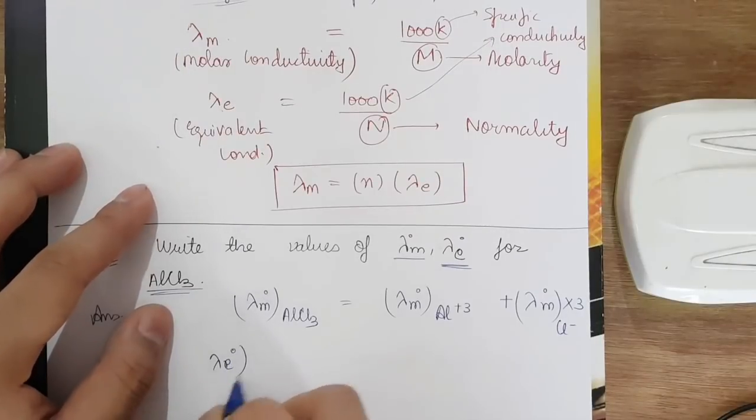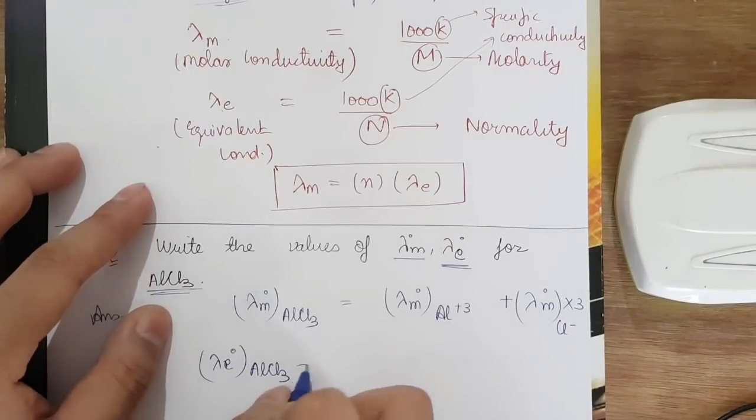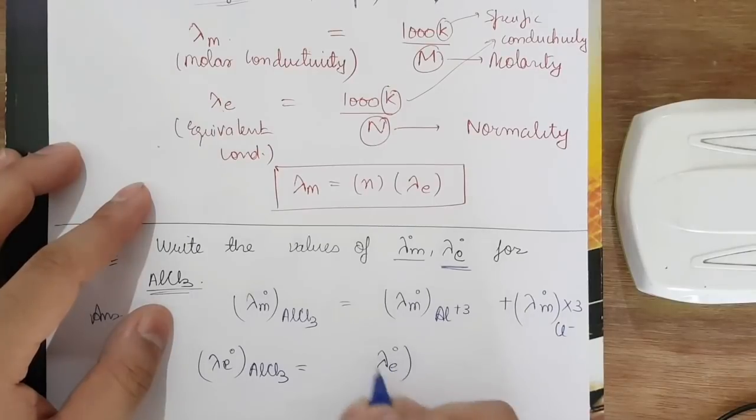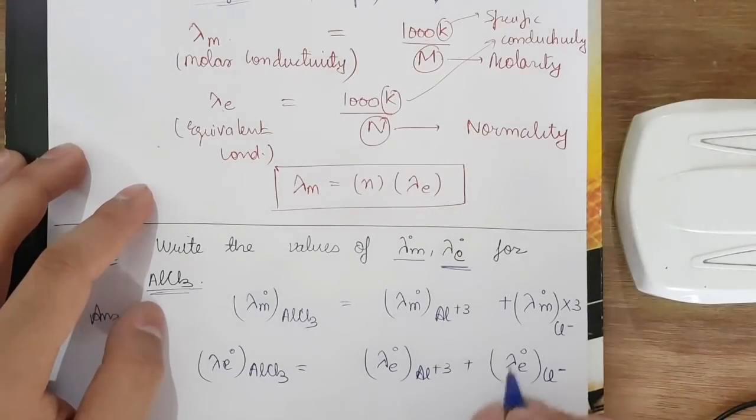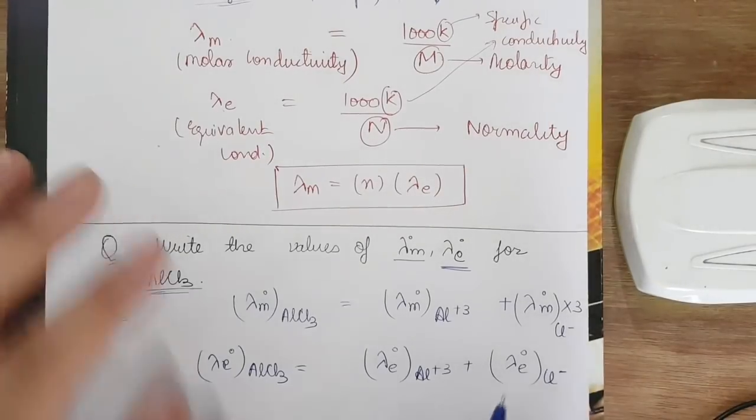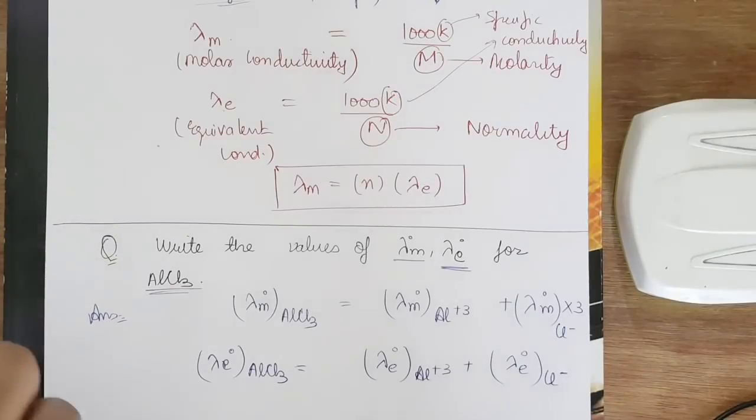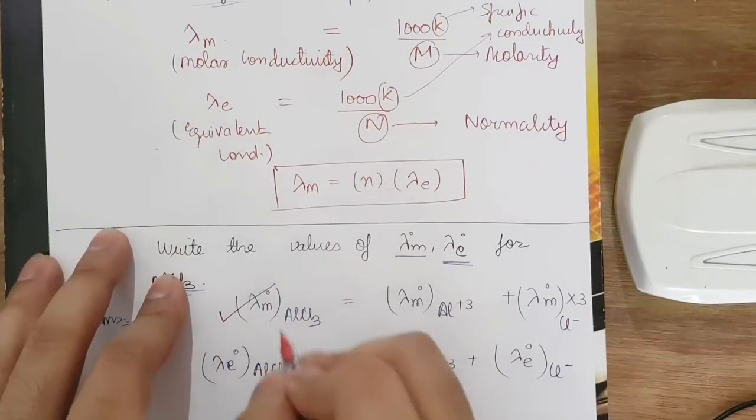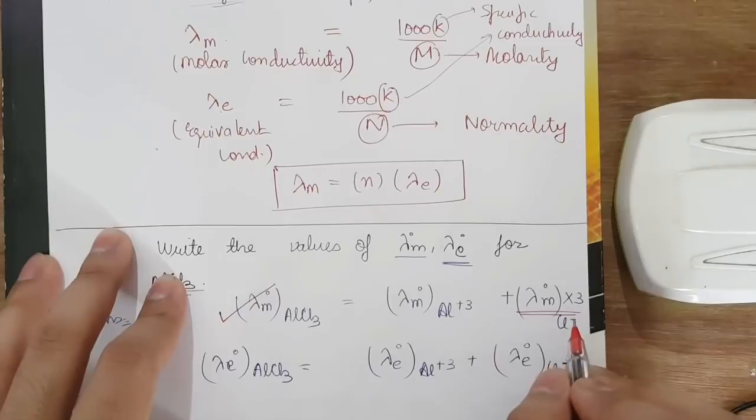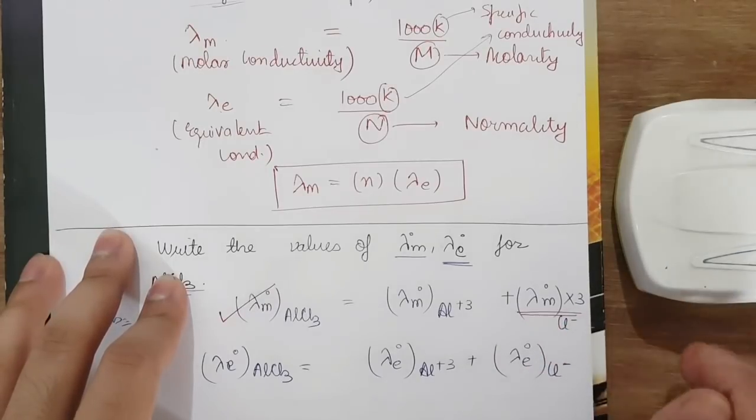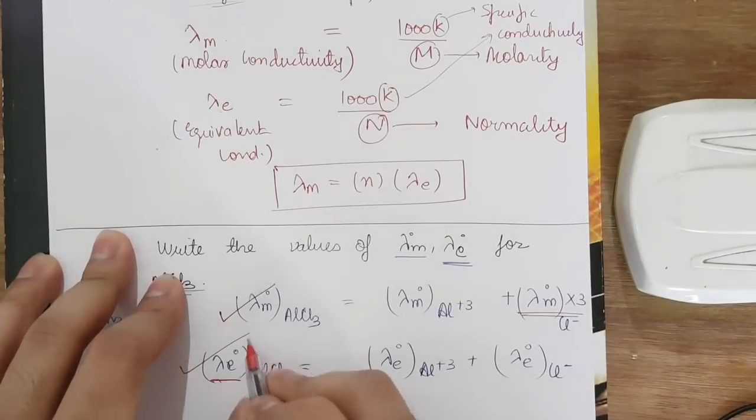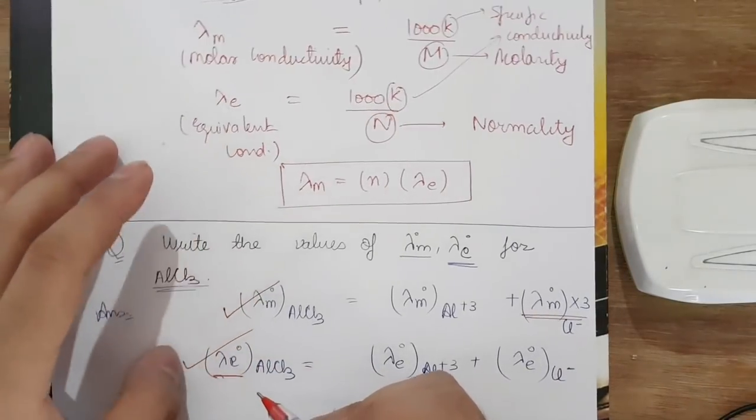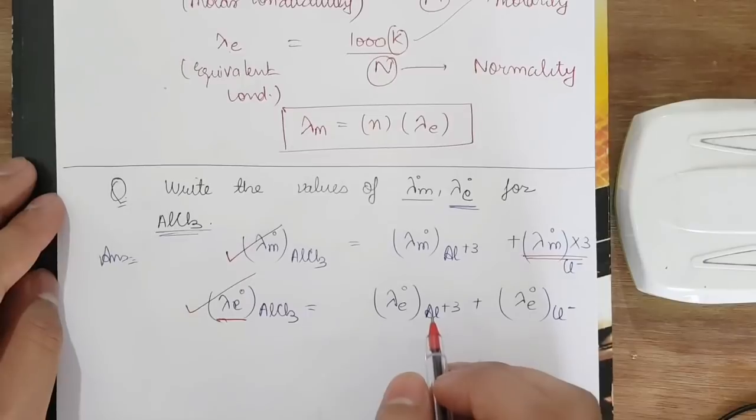If we take the lambda e naught of AlCl3, that would be equal to lambda e naught of Al3+ plus lambda e naught of Cl-. There will be no multiplication of any factor of 3. So what I mean to say is that whenever lambda m naught has been asked, we directly multiply with the factor which is taken into consideration. But when we have lambda e naught, there will be no multiplication of any factor here. This should be quite clear to you.